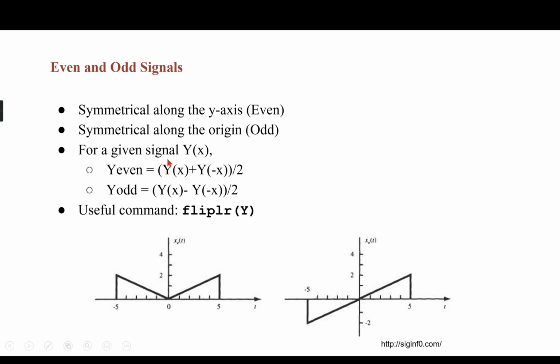Remember that, again, y of x in Matlab is simply y. Because if you type y of x, Matlab will assume you want to extract the x element from y, which is not really the case. You simply want the entire array of y, which is a function of x. So to obtain y of minus x, you simply call the function flipLR of y, because y of negative x is simply the inverse of x. So for this part, we will call flipLR of y, flip left to right on y.